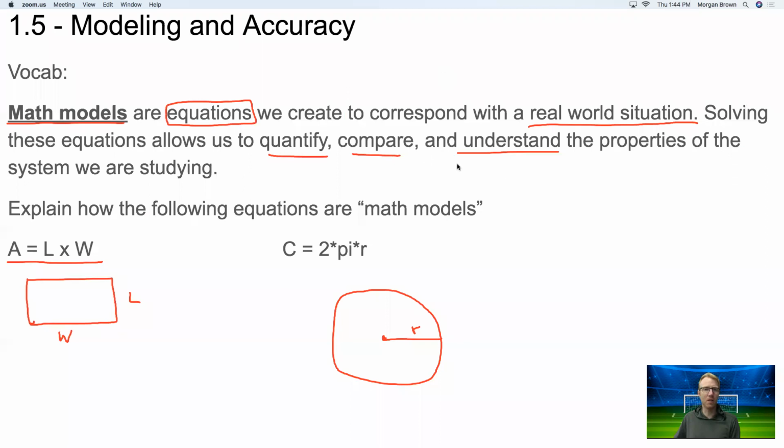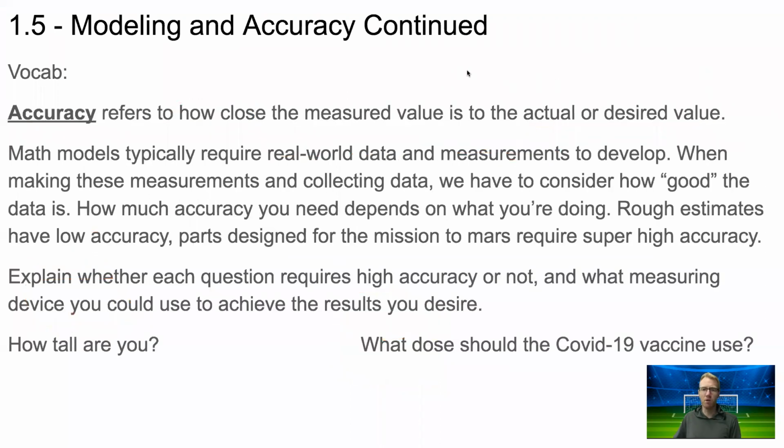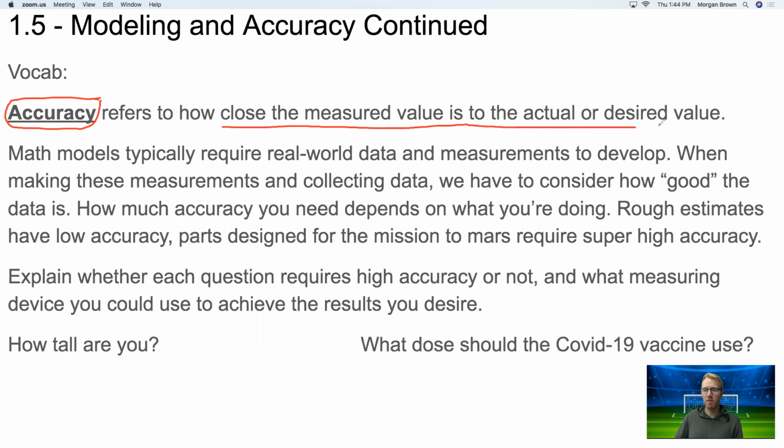Okay, our second topic is accuracy. So when you are creating your math models, you need data, you need information from the world to plug in to create these models. And when you collect information through measurement, it's not going to be perfect. So whenever you're actually measuring something in the real world, there's some amount of uncertainty in that measurement. And so accuracy is the second vocabulary word here. Accuracy measures how close you are to the actual or desired value.